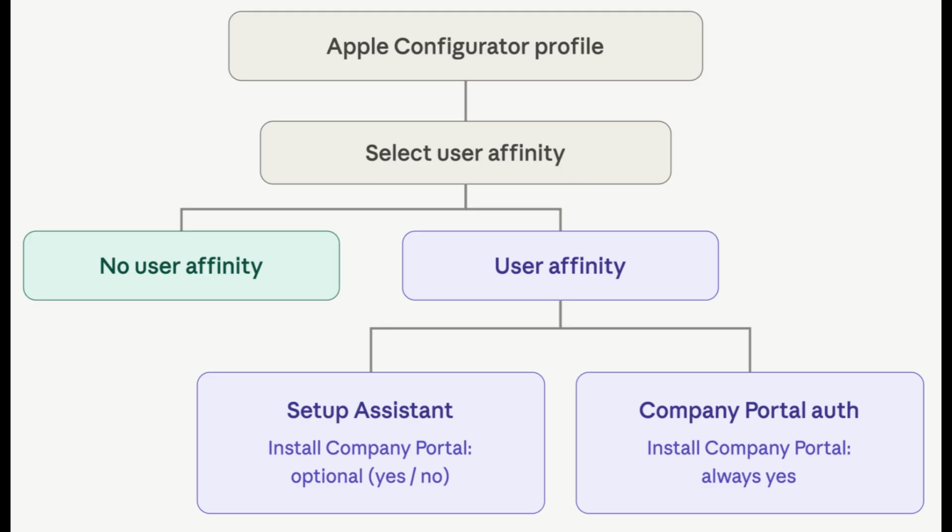The first type is without user affinity. The second type is user affinity with authentication method set to Setup Assistant. When you choose this profile, you have the option to install Company Portal. The third type is user affinity with authentication method set to Company Portal. In this, the Company Portal gets installed by default.